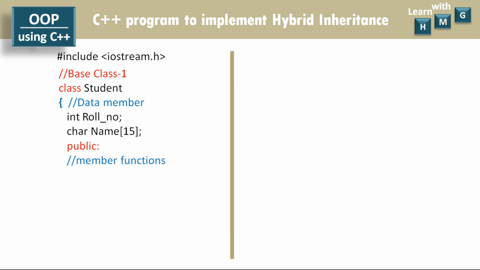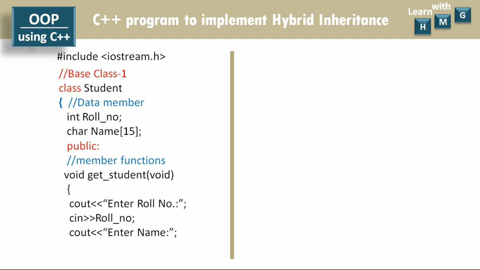In the public section, let us define the member function get student, and in this we will perform input operations to accept the values of roll number and name of student. So first of all, display the message enter roll number, then accept roll number, then the message enter name, and using gets function accept the name of student and end the function. So like this we have completed the function definition of member function get student, which does not accept any arguments and does not return any value. Both are void. Let us go for the second member function, that is put student.